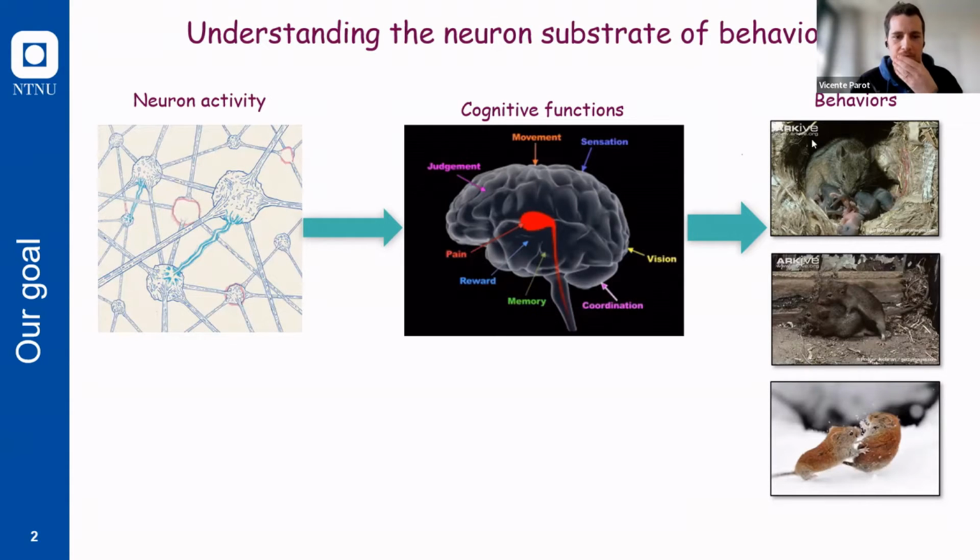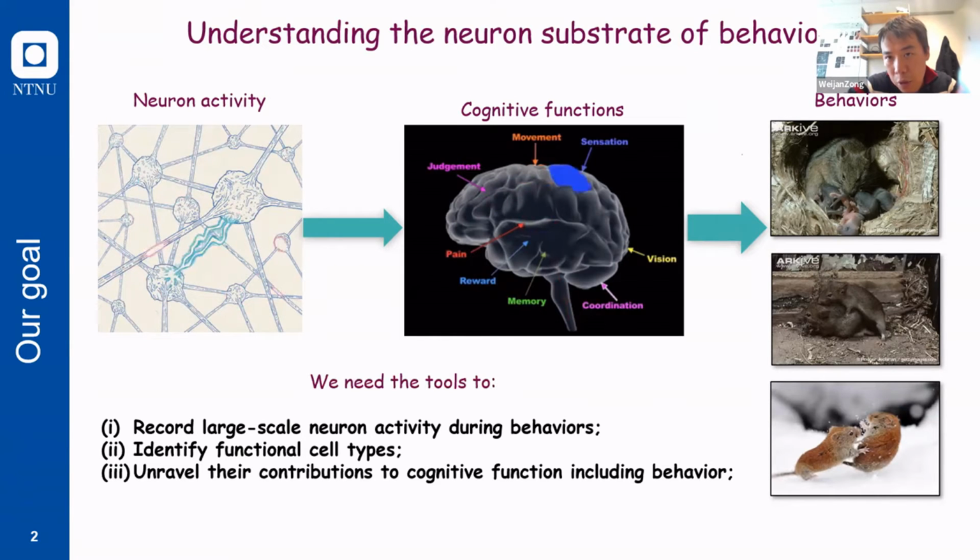Yes. Perfect. Okay. So the complex behaviors of mammals, such as mating, fighting, or social interaction, are generated by the functional brain, which in turn is produced by the activity of millions of neurons. So therefore, in order to understand the neural substrate of the behaviors, we need to record large-scale neuron activities during behaviors, and then to identify the functional cell types, which means how these neurons are firing or tuning to specific behaviors, and then we can unveil their contribution to this cognitive function, including behaviors.